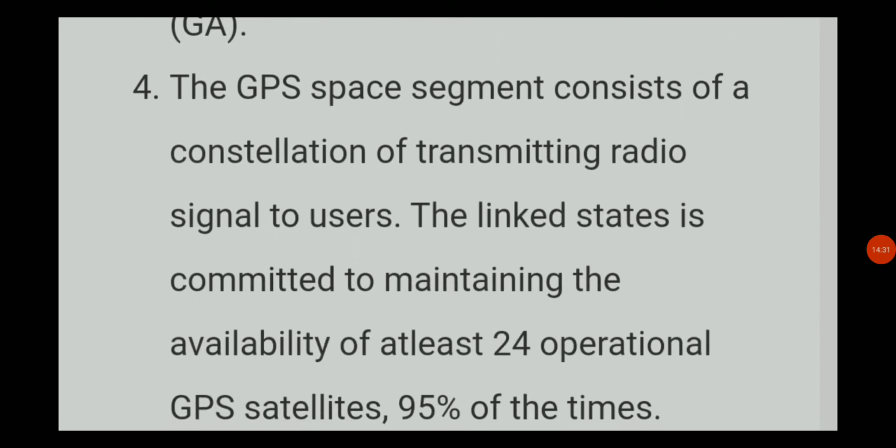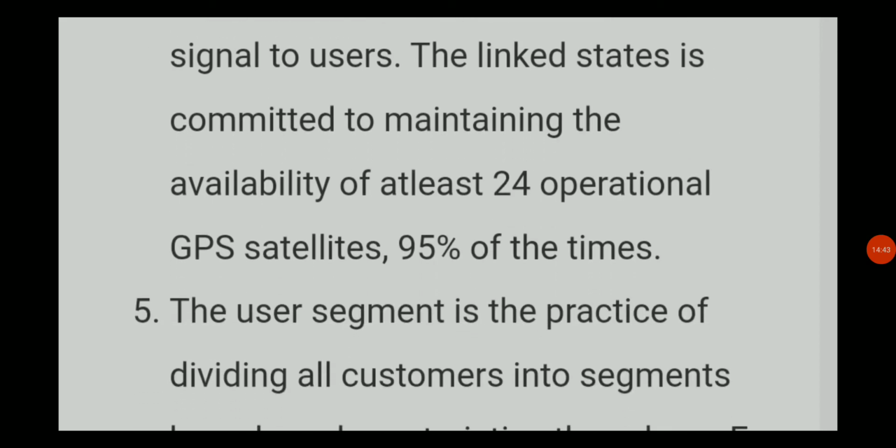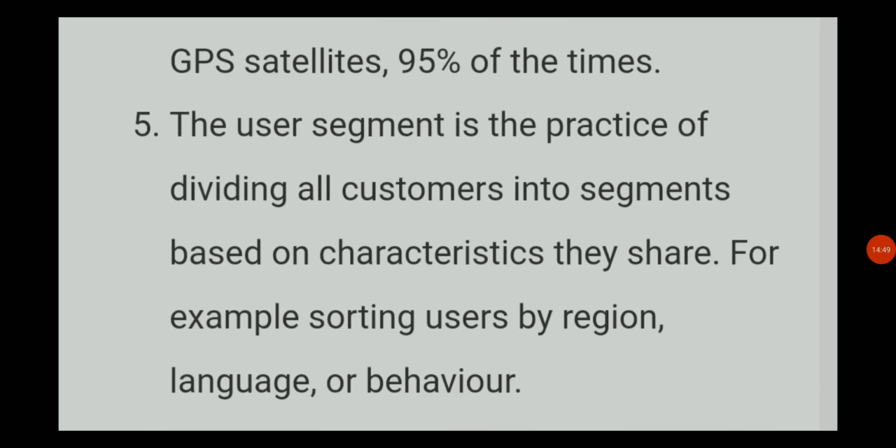Fourth, the GPS space segment consists of a constellation of satellites transmitting radio signals to users. The United States is committed to maintaining the availability of at least 24 operational GPS satellites, that is 95% of the time. Fifth point, the user segment is a practice of dividing all customers into segments based on the characteristics they share. For example, sorting users by region, language or behavior.